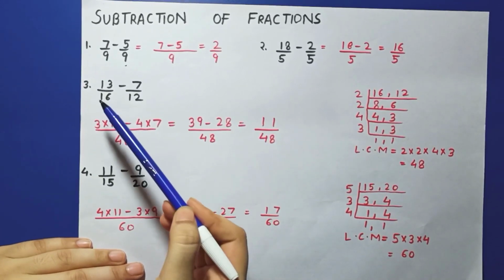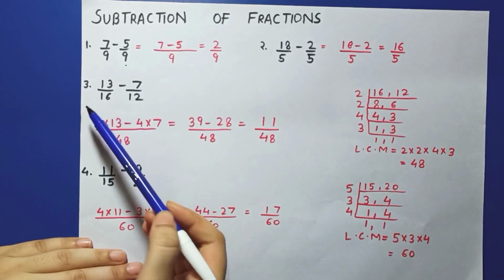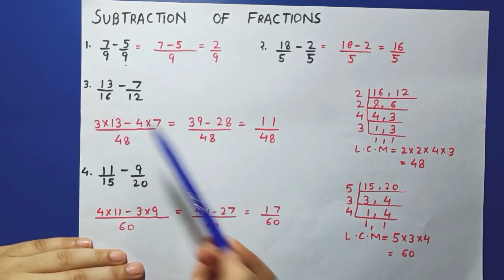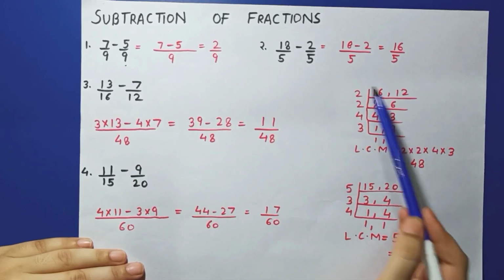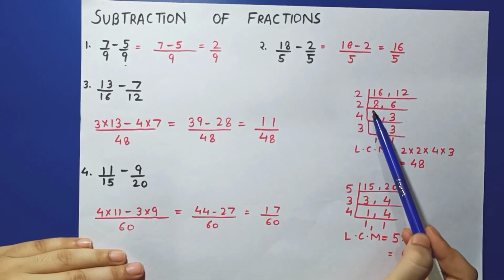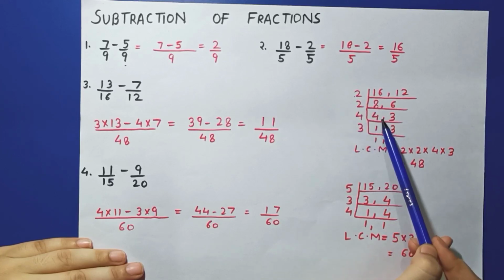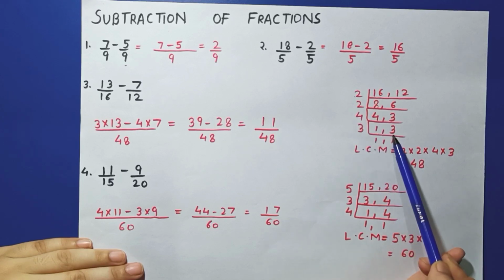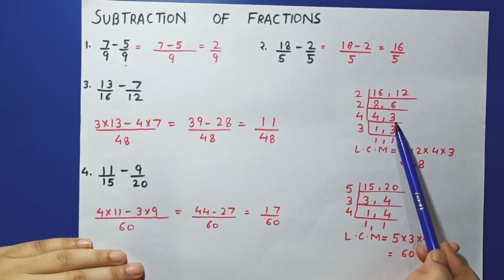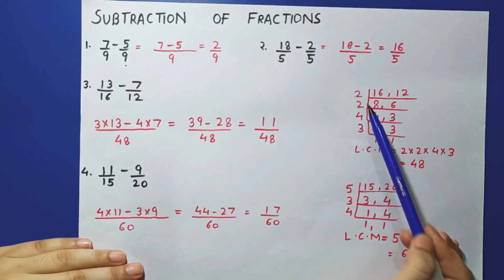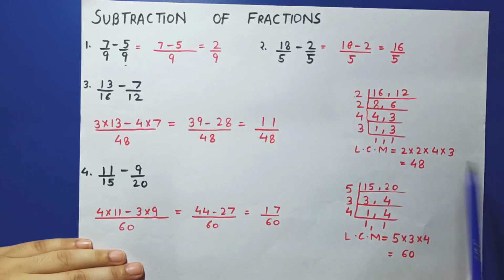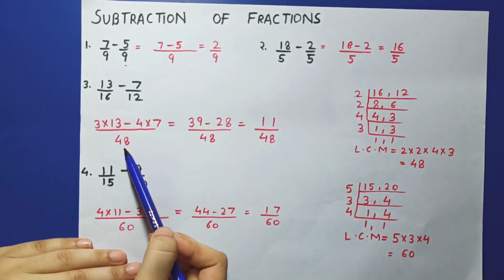Now coming to unlike subtraction, where the denominators are not the same. So here also we'll first take the LCM of 16 and 12. 16 and 12. 2 8s are 16, 2 6s are 12. 2 4s are 8, 2 3s are 6. Now 4 and 3: 4 1s are 4, 3 as it is, because 4 and 3 are not divisible by a same number. 3 1s are 3. We'll multiply all these numbers, 2 into 2 into 4 into 3. The answer is 48. So here the LCM is 48.